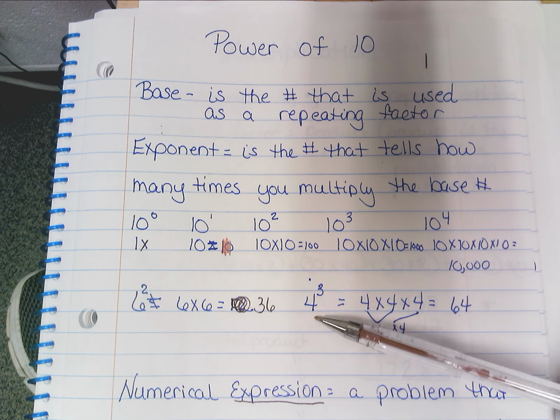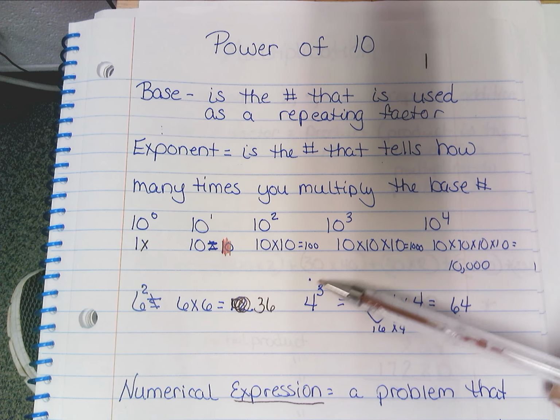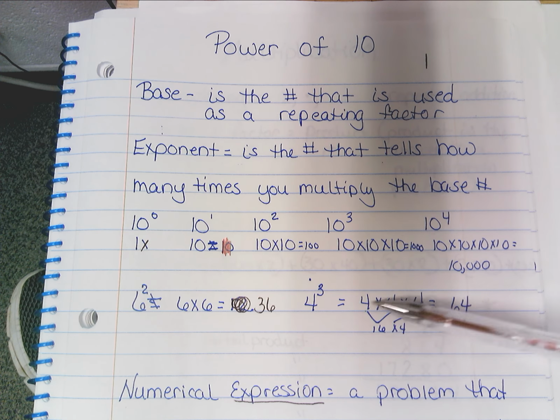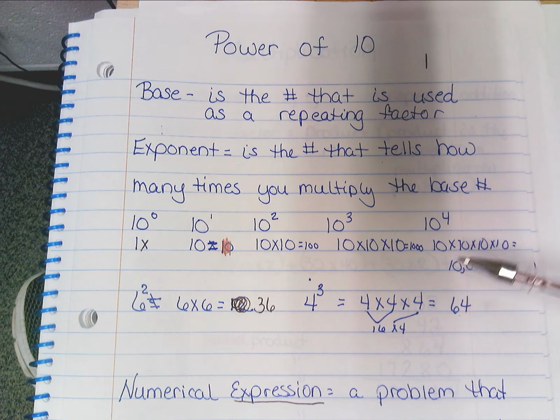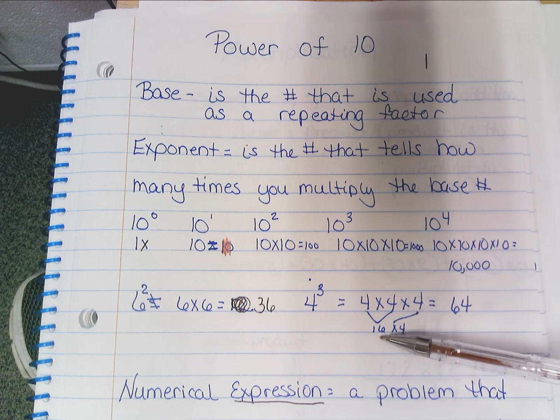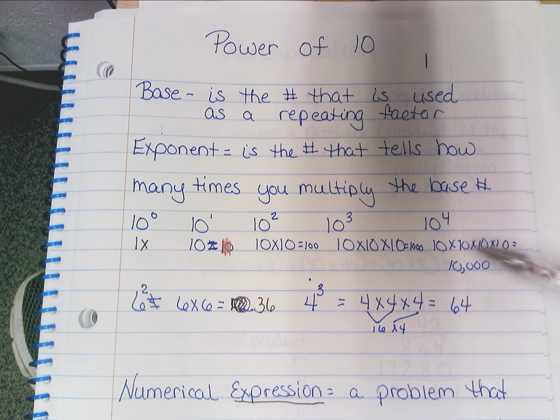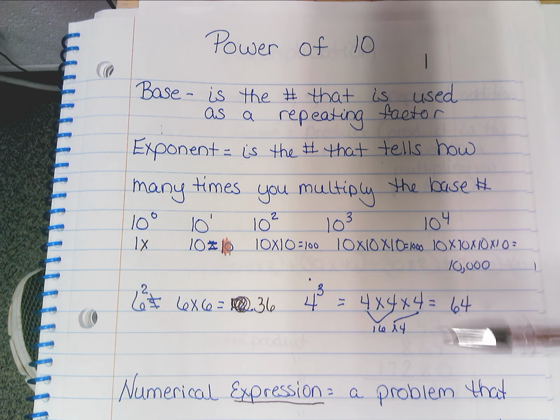Here I have 4, the base, to the exponent of 3, which means 4 times 4 times 4. Don't make that mistake of 4 times 3. 4 times 4 is 16, and 16 times 4 is 64. So we'll be doing some of the base 10. Once you catch on, it'll be great.